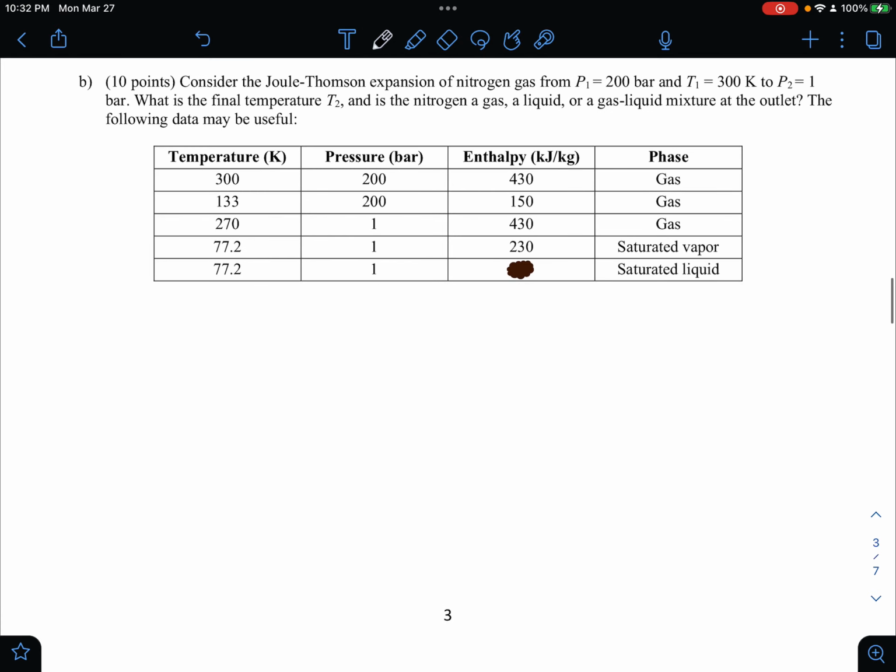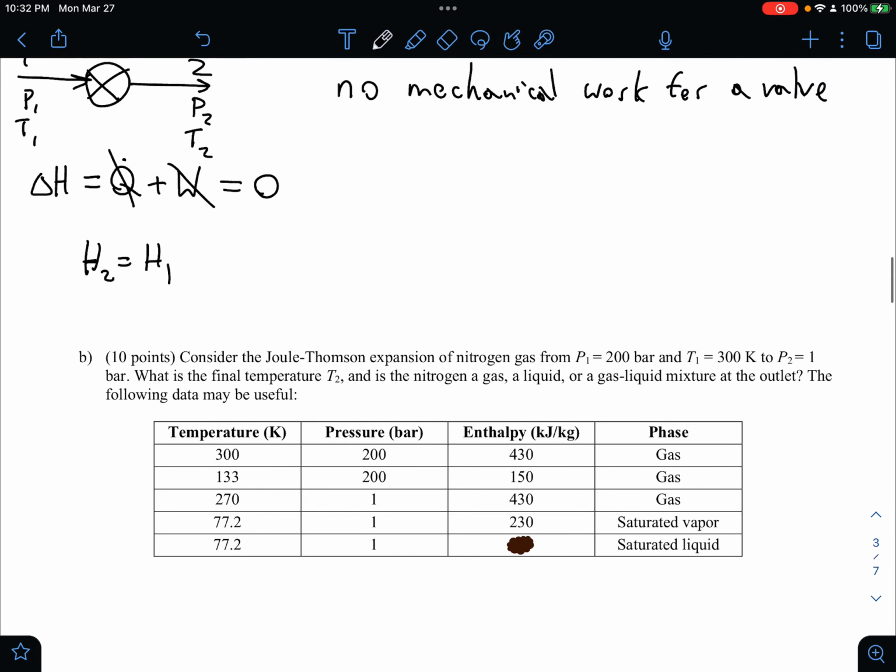So now the second part, consider the Joule-Thomson expansion of a gas starting from, okay, we're given P1 and T1, and then we're also given P2. What is the final temperature? Is it a gas, is it a liquid, or a mixture? Okay, we have the following data. If we're given 200 bar, let's say pressure 200 bar, hopefully it's one of the first two lines. T1 is 300, so this is state 1.